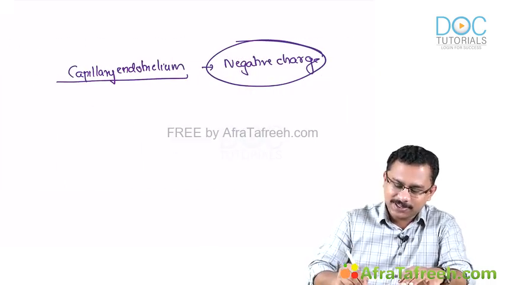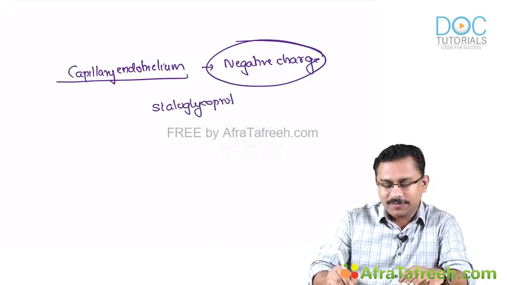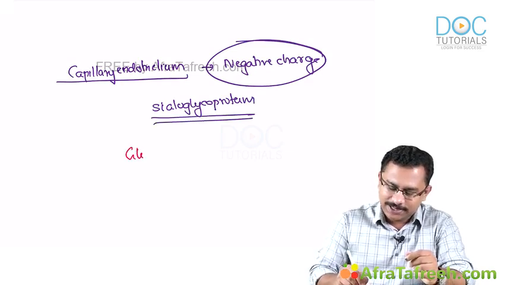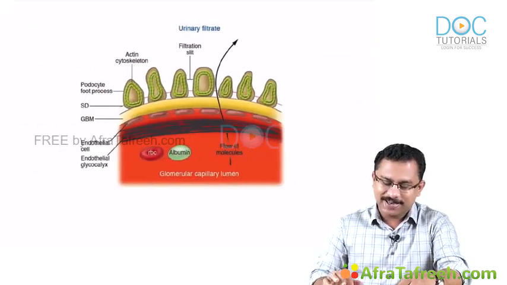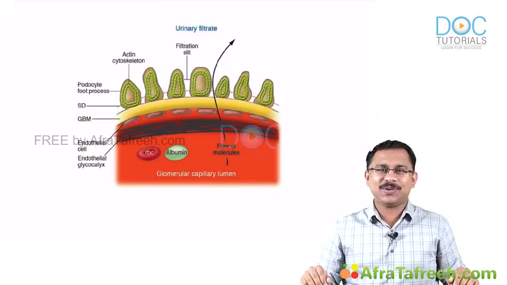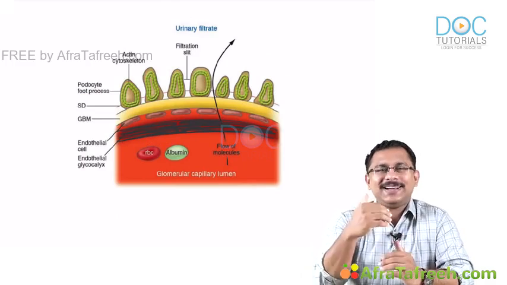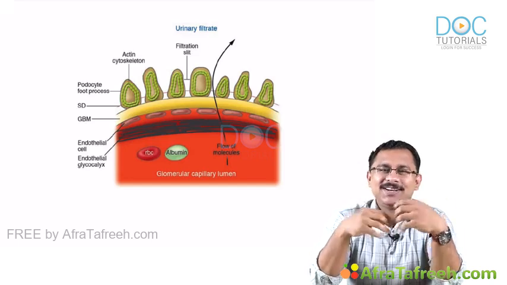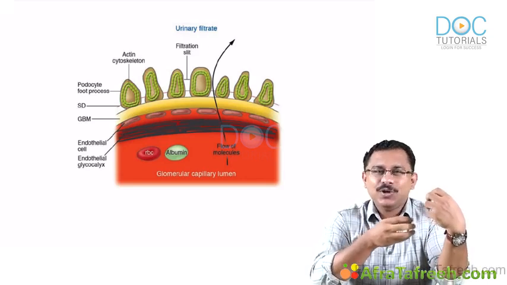It consists of certain sialoglycoproteins, and because of these sialoglycoproteins in the glycocalyx, your capillary endothelium will have a negative charge. That is very important because glomerular filtration is highly selective. It will not allow the passage of certain molecules, but you have to have the filtration of plasma and urine formation.